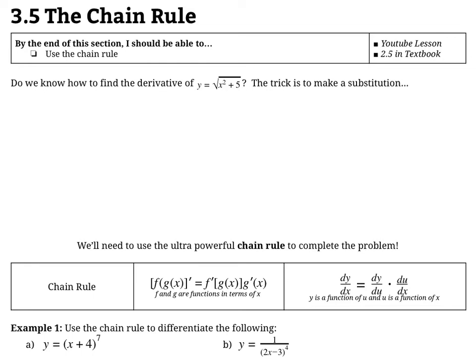How do we take the derivative of this function here? Notice how it's not like the other ones we've done. It's not just a simple polynomial. We can't use the product rule. We can't use the quotient rule.